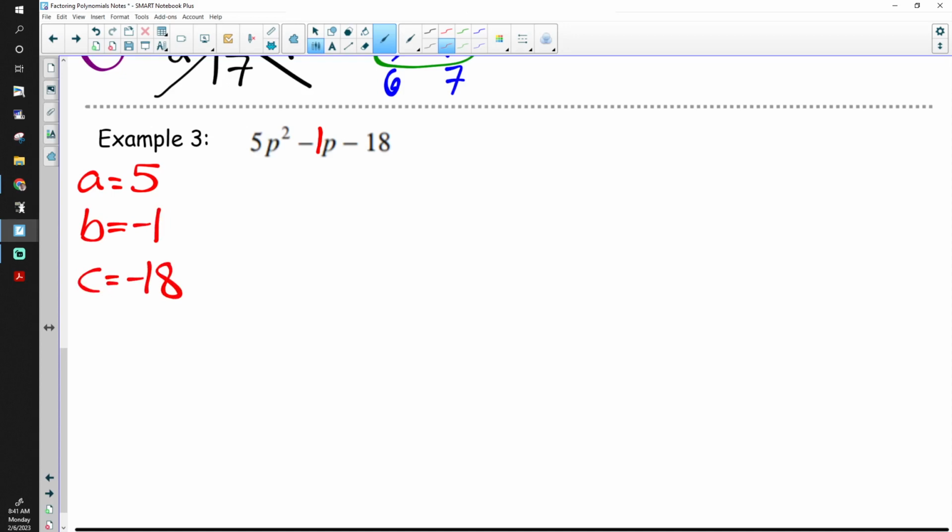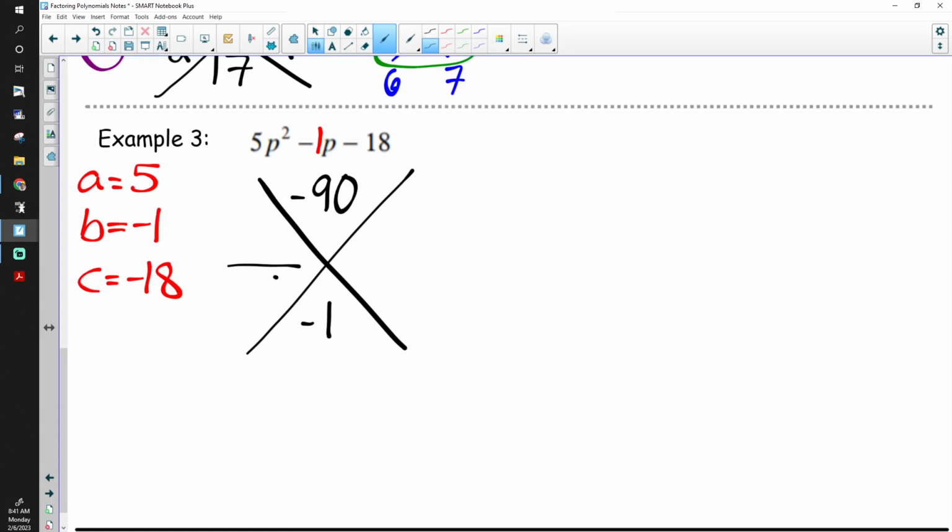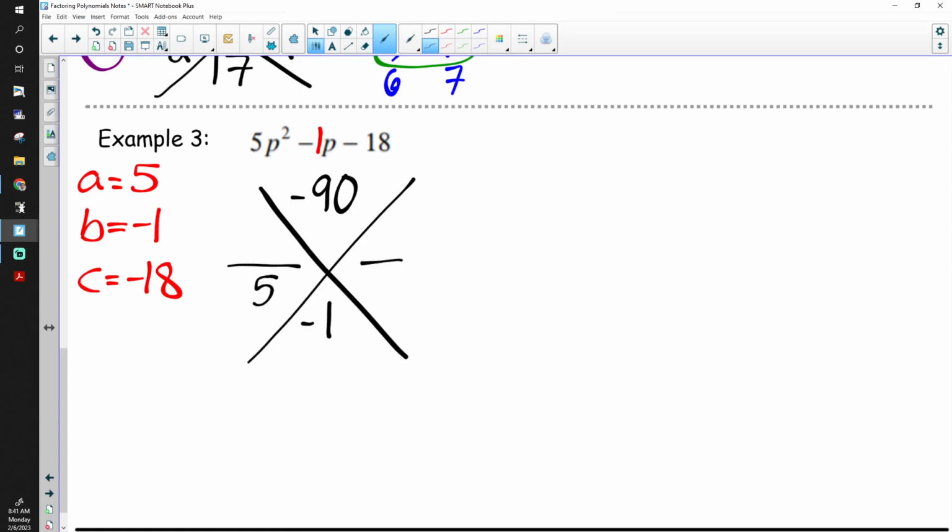Okay, draw your x and fill it out. Does the x method feel easier the second time around? Hopefully. A times c on the top. This is a big one. 5 times negative 18. Negative 90. Negative 1 on the bottom. We're going to divide both sides by 5.